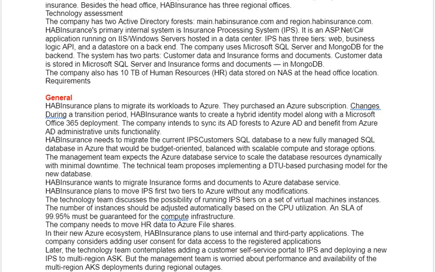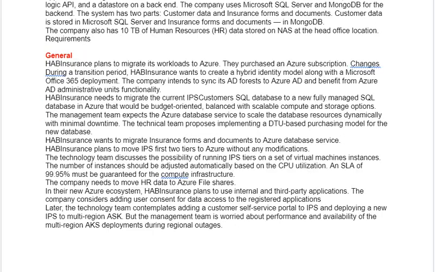Later, the technology team contemplates adding a customer self-service portal to IPS and deploying a new IPS to multi-region AKS. But the managerial team is worried about performance and availability of the multi-region AKS deployments during regional outages.